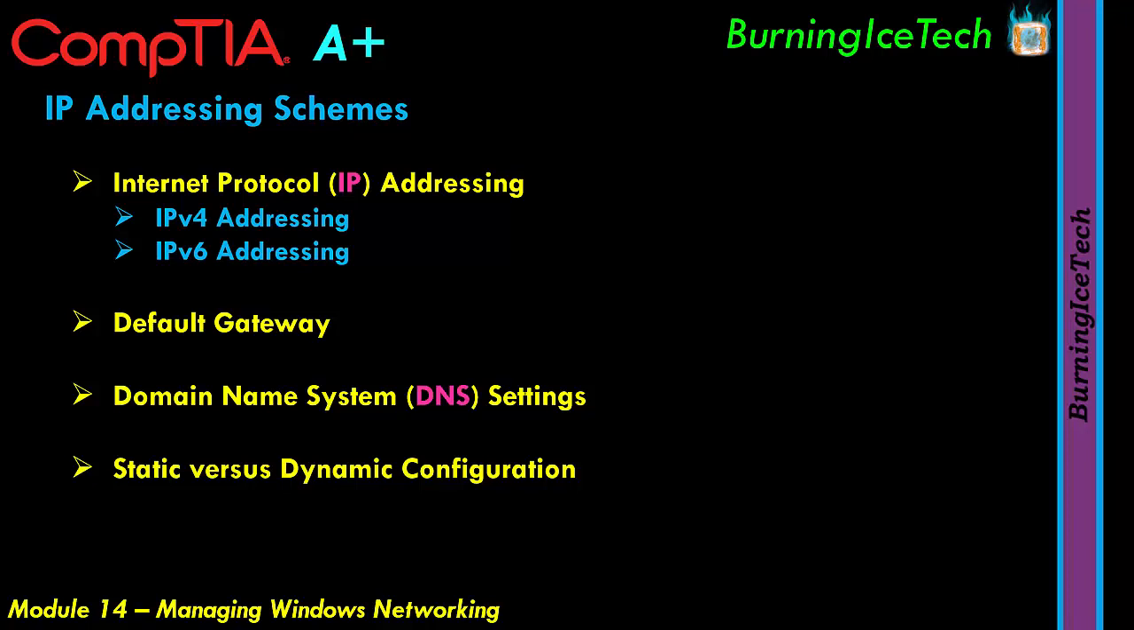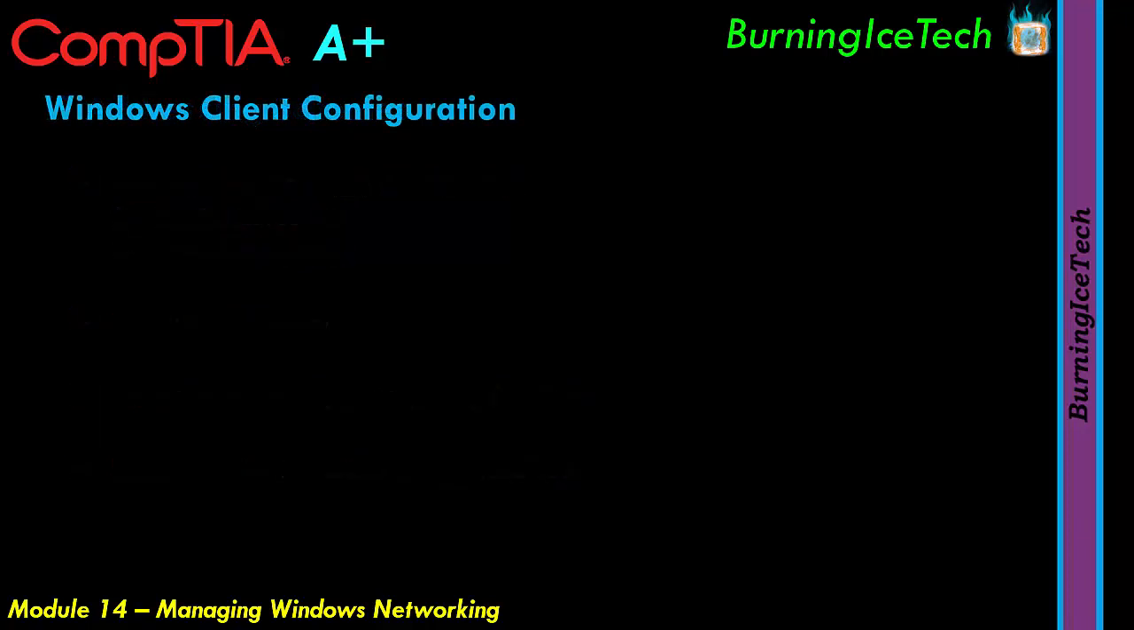All right, so the next topic we've got here is something we did kind of cover, Windows client configuration. So I kind of accidentally covered some of this, but we'll go through it again. So we're looking at a topic of IP version 4 properties more specifically.